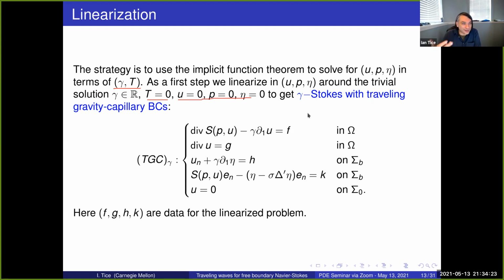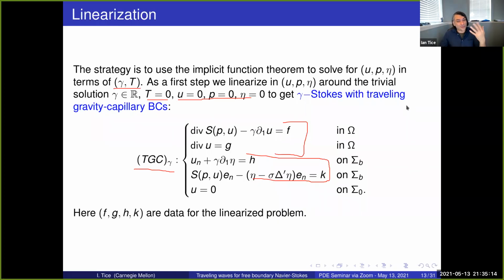And if we do this, when we linearize around the trivial solutions, we get a linear version of the problem from the previous slide that I'll call the Gamma-Stokes system with traveling gravity capillary boundary conditions. So this system, B G C sub gamma. And in this, what we find is something that looks like a version of the Stokes system in the top equation, a mixed set of boundary conditions involving the stress and the normal trace of the velocity field, and then the no slip condition on the bottom. So this is some sort of linear system of elliptic equations. And the way that I've written this is with boundary forcing f, g, h, and k, because of course, if I'm going to apply the implicit function theorem, I need to know that I have an isomorphism. So I'm going to need to study this problem with generic data on the right-hand side.